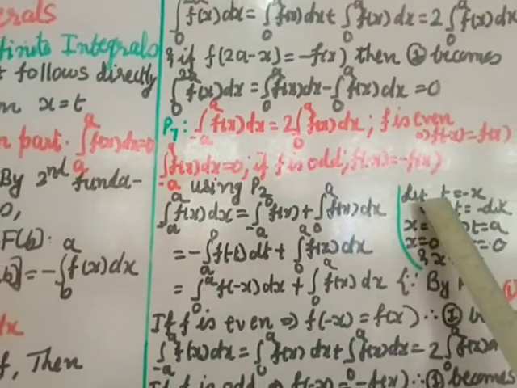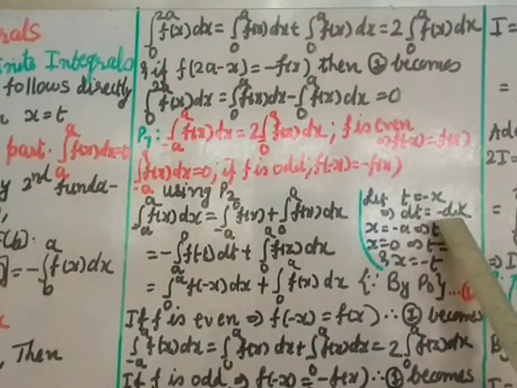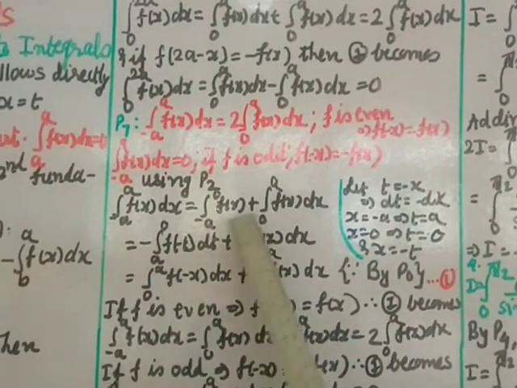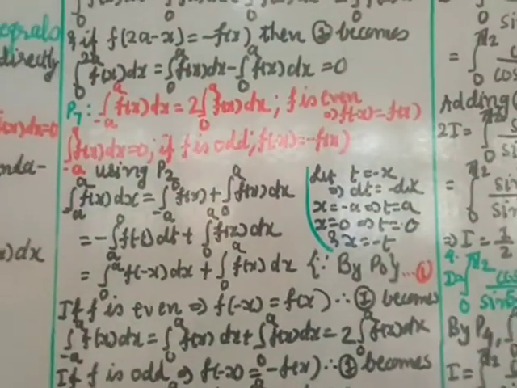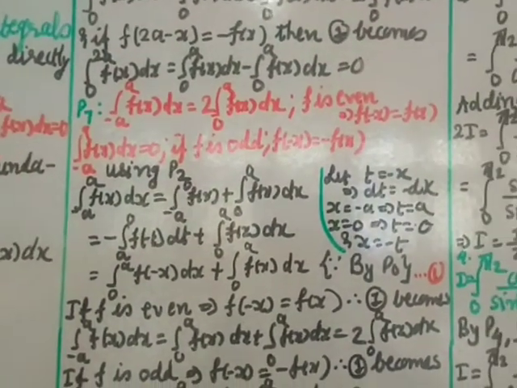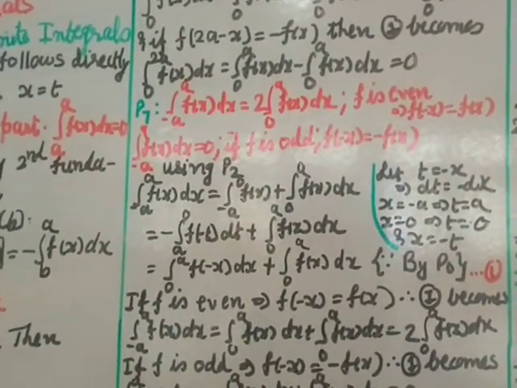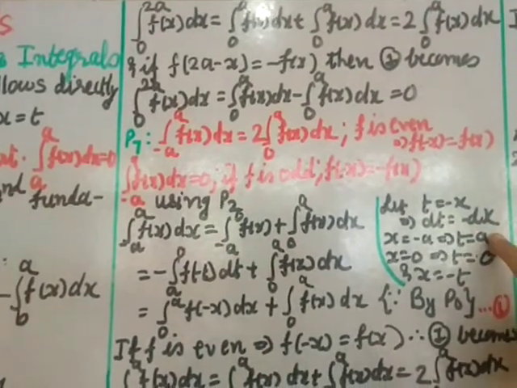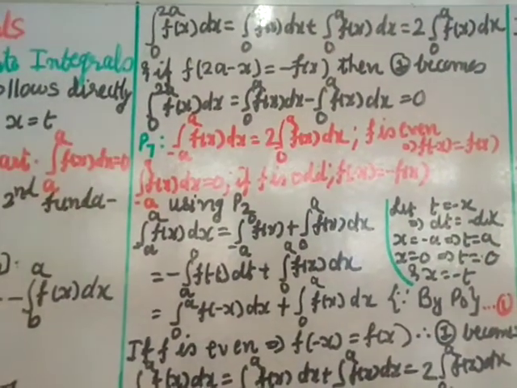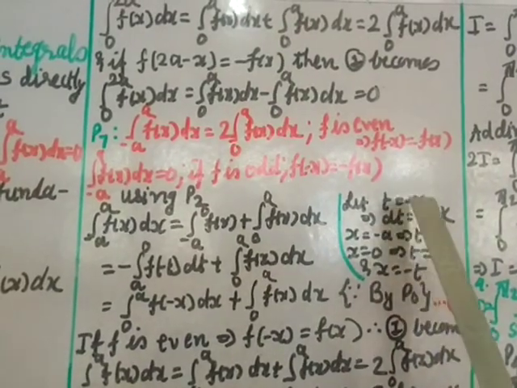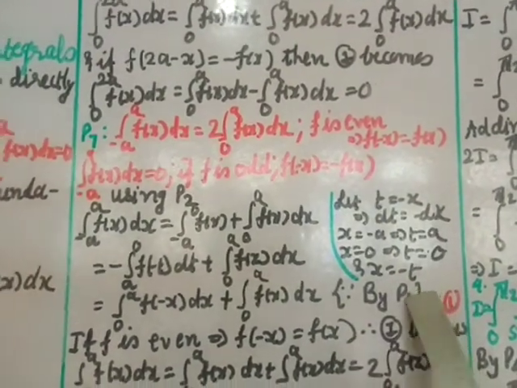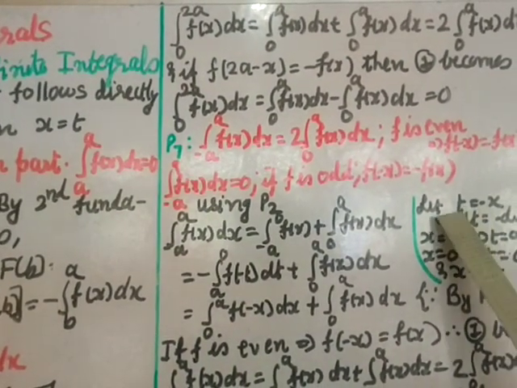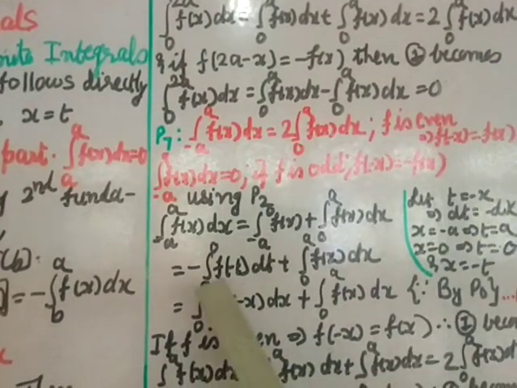Okay, let us take t is equal to minus x, then dt is equal to minus dx. When x is equal to minus a, t is equal to a. Okay, not plus a, it is minus a. So when you put minus a, you will get plus a. If you put x is equal to 0, t is equal to 0, and x is equal to minus t. So let us put it in the first part. So minus, because when I differentiate, dt is equal to minus dx, so dx is equal to minus dt, so minus dt.